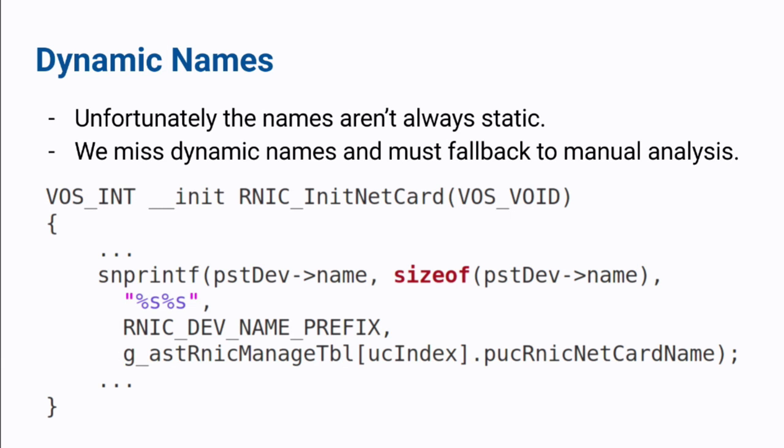Unfortunately, you're going to have stuff like this, where it's a dynamic name. Here, it's sprintf-ing into the name, and it's getting the name by indexing into some global table. We don't know what this is, and unfortunately, we're going to have to fall back to manual analysis. Or you can just set an option to skip anything that we can't find the name for.